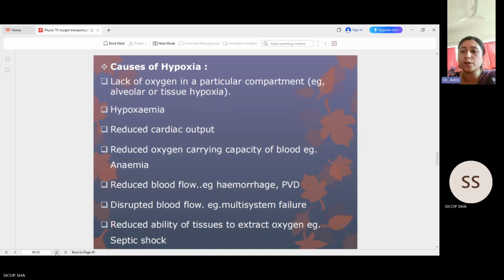Now let's discuss causes of hypoxia. So there is lack of oxygen in a particular compartment, for example, the alveolar level or tissue hypoxia. There is hypoxemia, there is reduced cardiac output. The oxygen carrying capacity of blood is also low. So for all those four types of hypoxia that we saw, any etiology that can result in those four states can ultimately result in hypoxia. So reduced blood flow because of hemorrhage or PVD, disrupted blood flow because of multisystem failure, or reduced ability of the tissues to extract oxygen, as in cases of septic shock, can also result in hypoxia. Next slide.